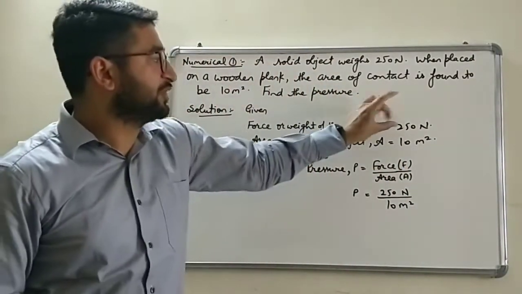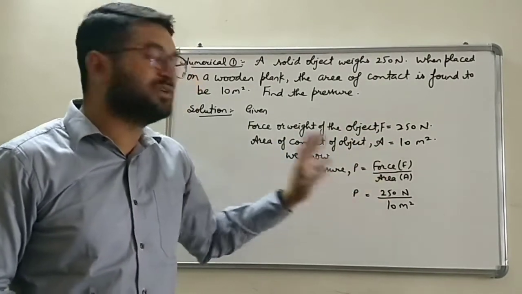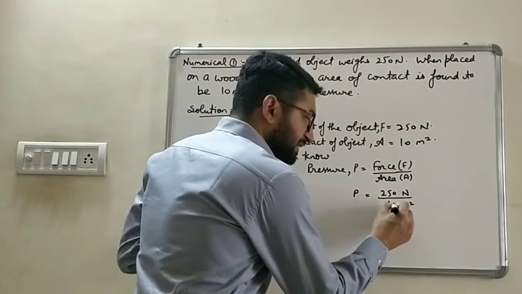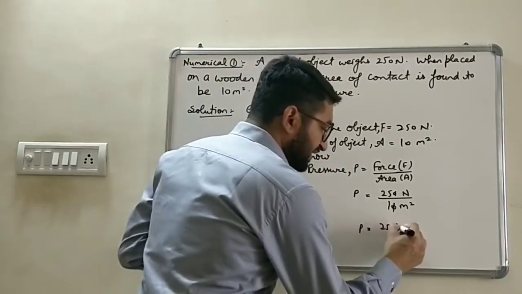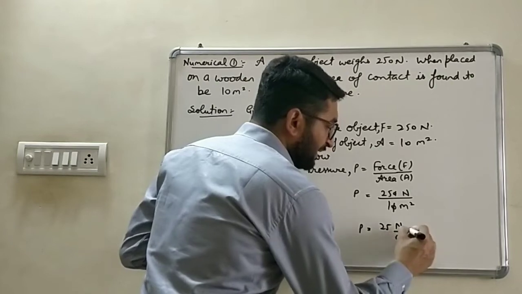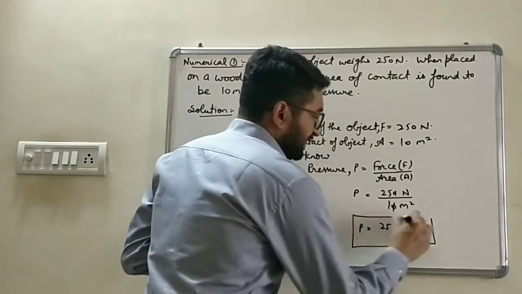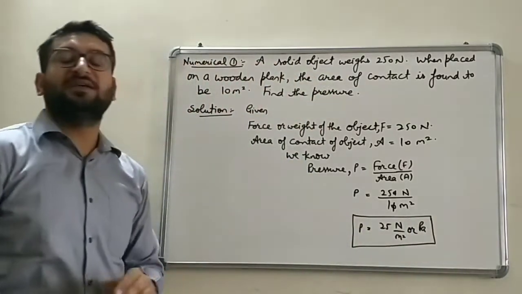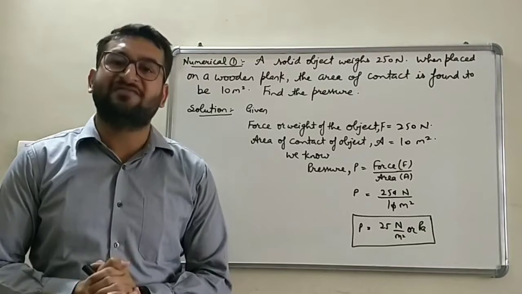Children, what did we do? We put in the values. What was the value of force and weight? 250 newton, and the area? 10 meter square. We cut the 0 with 0. We find pressure will be equal to 25 Newton per meter square, or 25 Pascal. So the answer of this numerical is 25 Newton per meter square, or 25 Pascals.